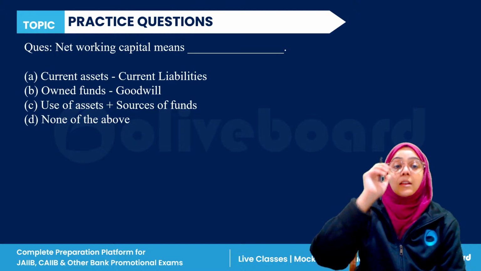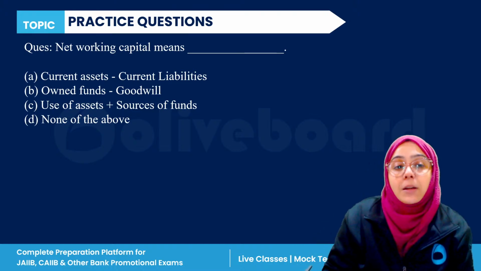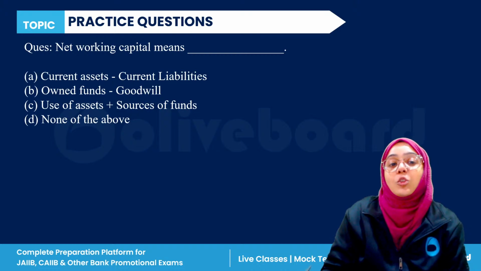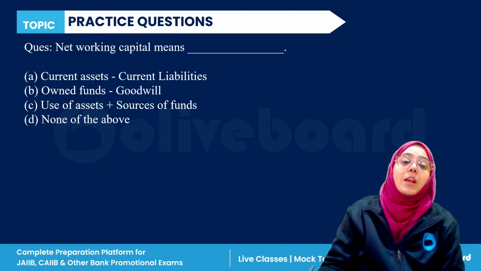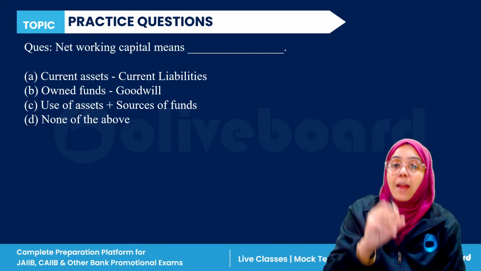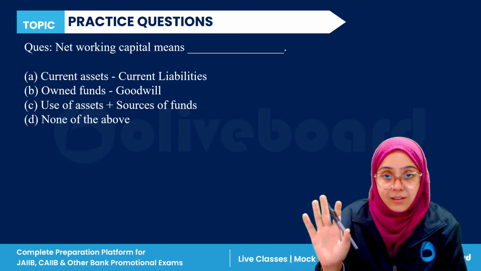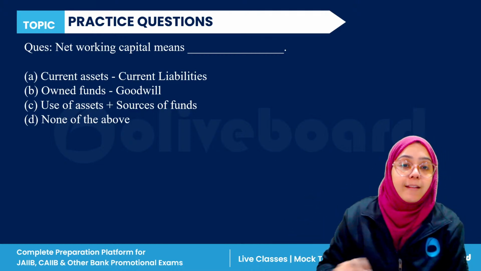Next question. Net working capital means what? Current assets minus current liabilities, owned fund minus goodwill, use of asset plus sources of fund, or none of the above. Working capital is actually the capital which is utilized for day-to-day business, right? So what is the formula of net working capital?